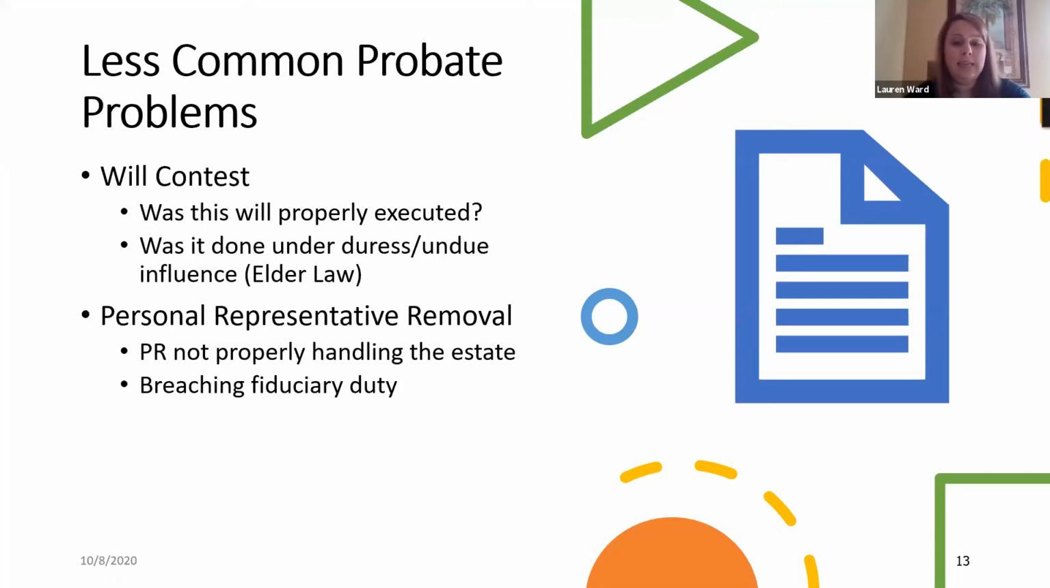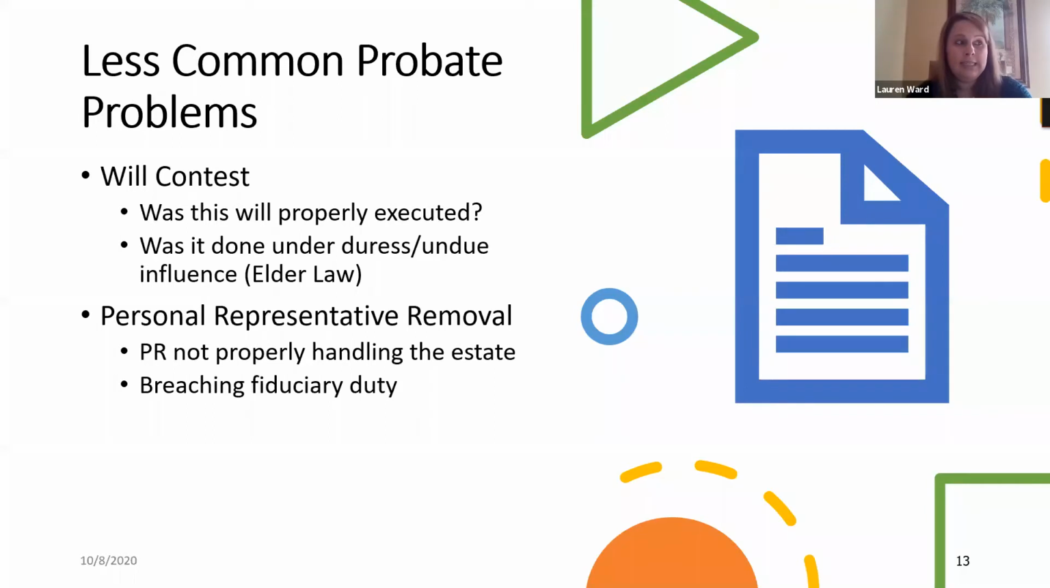I will say this is an area that is getting a lot of attention right now, and that is elder abuse. We're seeing a lot of claims nationally where elderly individuals are being taken advantage of and changing their wills, possibly by a caretaker or a family member that hasn't been in contact. So that is a big area of litigation right now.